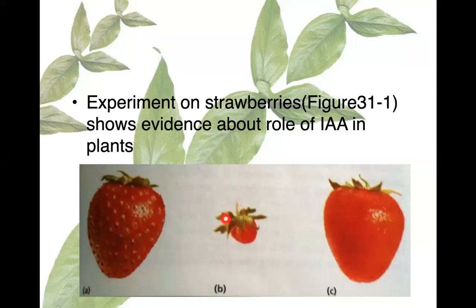So this shows you that IAA is produced in the seeds, because in picture C, you can still see the seeds are removed, but this strawberry has been sprayed with IAA. So this experiment basically indicates that the IAA is produced by the seeds in the strawberry plant. In part B, the strawberry has had the seeds removed before it enlarged. And then when you spray it with IAA later, it enlarges, which indicates that the IAA is produced in the seeds.